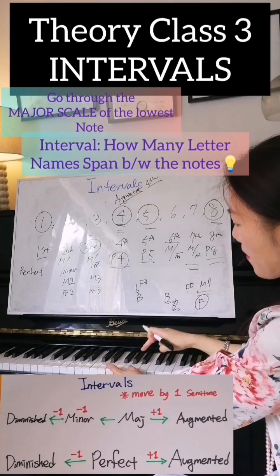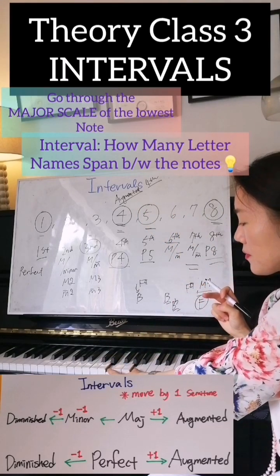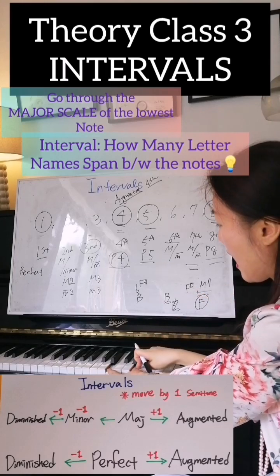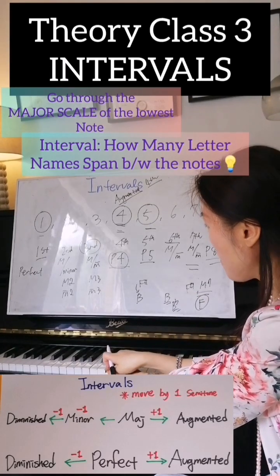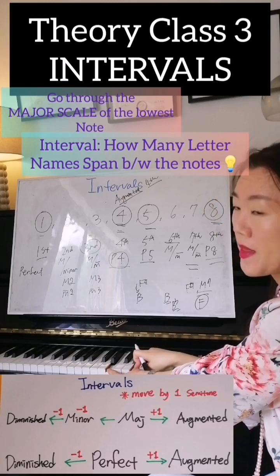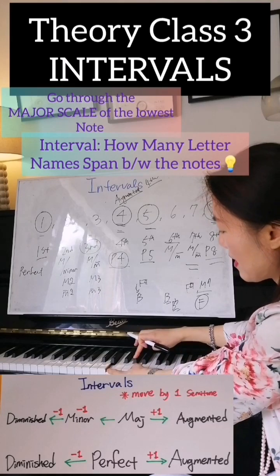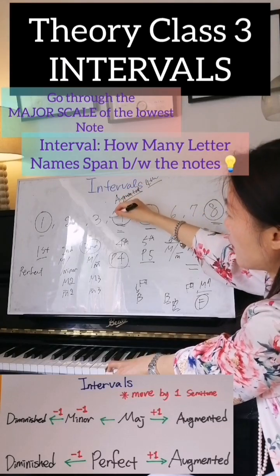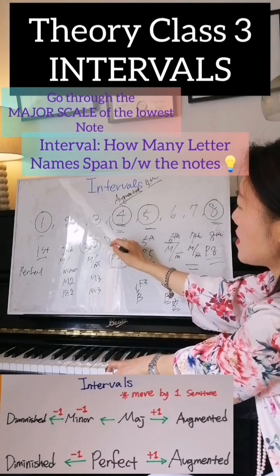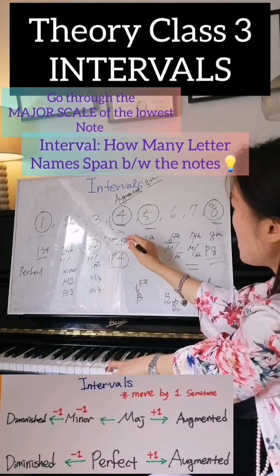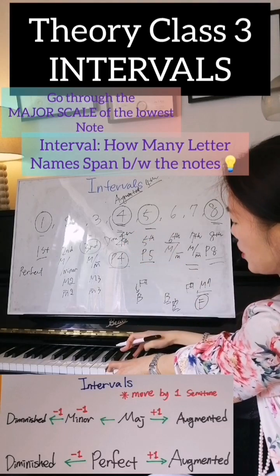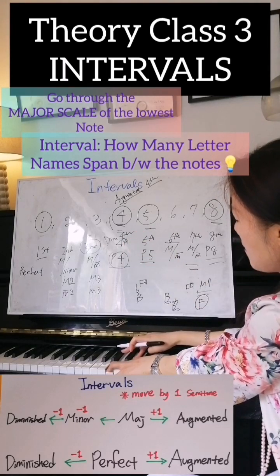Now back to E major. A is the fourth note of E major, which is perfect fourth. Now I am trying to lower the perfect fourth by one semitone. One semitone lower from perfect fourth becomes diminished fourth, which is A flat.